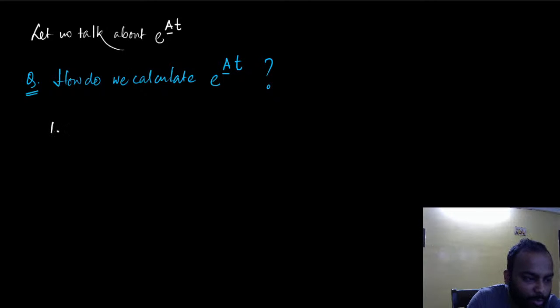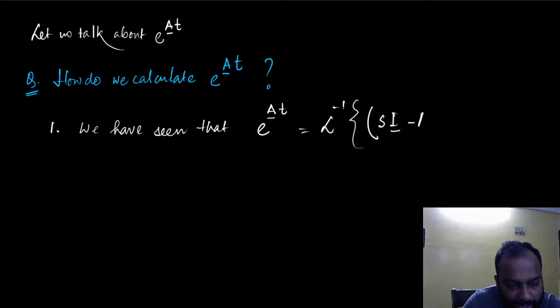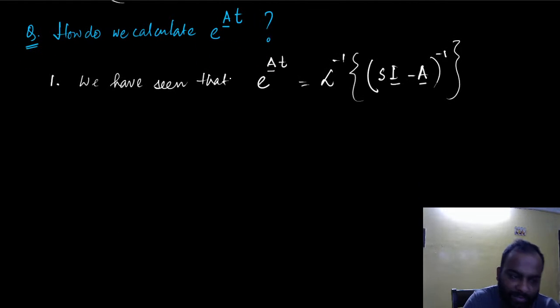We have seen quite a few methods. Answer one is that e to the power At is nothing but the inverse Laplace transform of the matrix inverse of sI minus A. So calculate sI minus A, take a matrix inverse and then do the inverse Laplace transform. We are going to see an example like that. So that's one of the techniques, the Laplace transform technique.